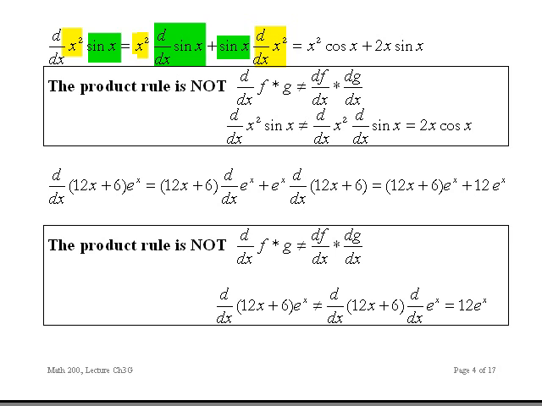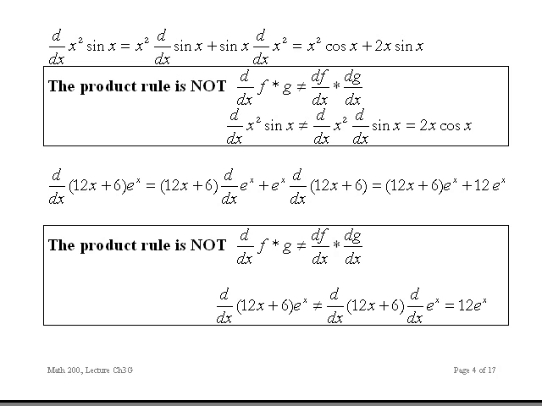Here is what the product rule is not. The derivative of f times g is not equal to the derivative of f times the derivative of g. If you added them together, if you said the derivative of f plus g, that is the derivative of f plus the derivative of g. But when it comes to the product, it's different. So I'll show you what this is not.